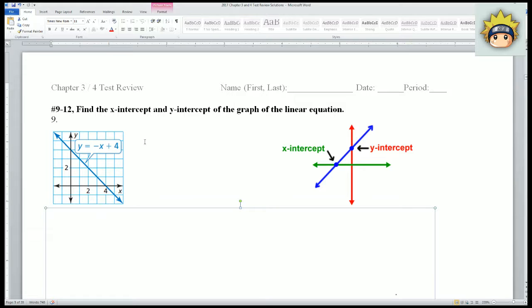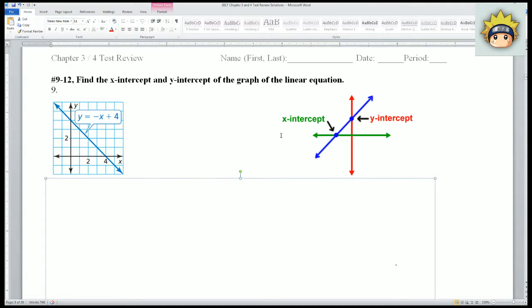The x-intercept is the point in which the graph passes, intersects, or touches the x-axis. That's why it's called the x-intercept. It intercepts the x-axis. Next is the y-intercept. It is the location in which the graph intersects with the y. That's why it's called y-intercept. Okay? You can actually look visually at this.